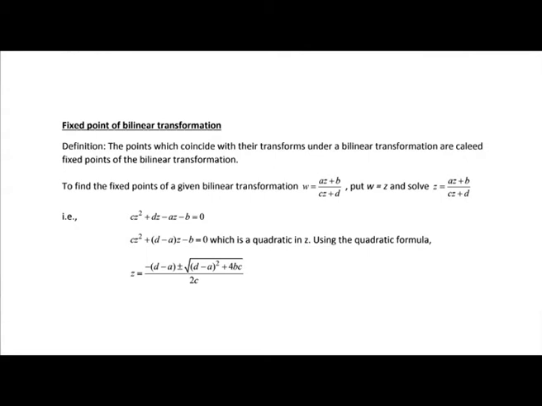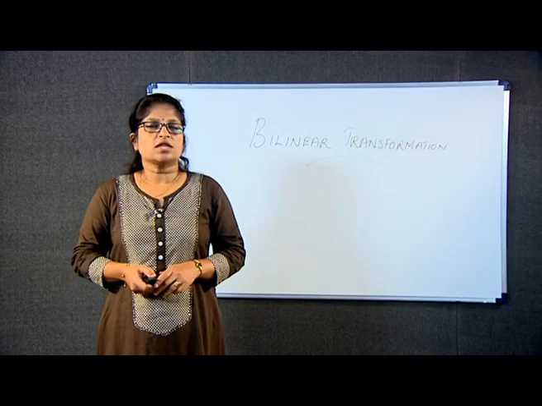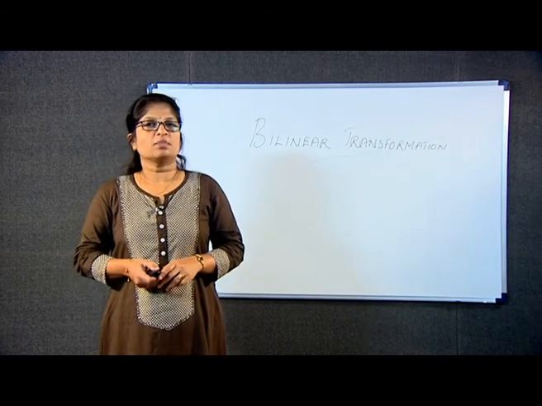How do you find the fixed points of a given transformation? We have w is equal to (az plus b)/(cz plus d). In order to get the points which coincide with their transforms, I need to substitute w is equal to z. So, my function reduces to z equal to (az plus b)/(cz plus d), which becomes a quadratic cz square plus dz minus az minus b is equal to 0. We can solve this using the quadratic formula and obtain the fixed points.